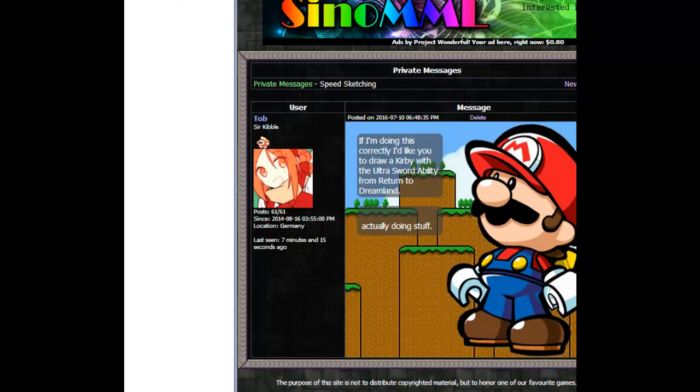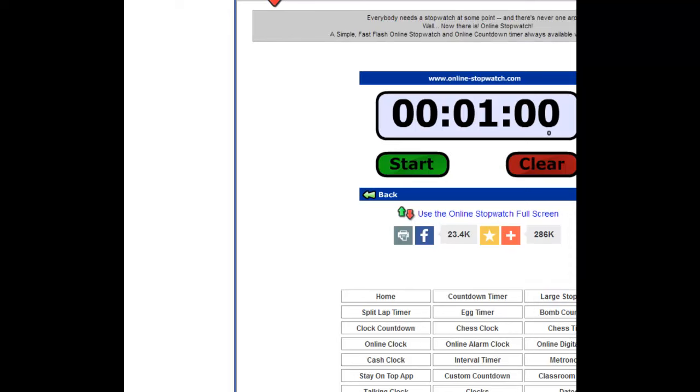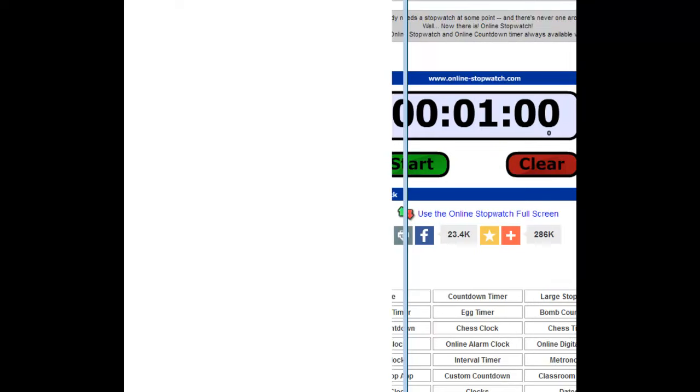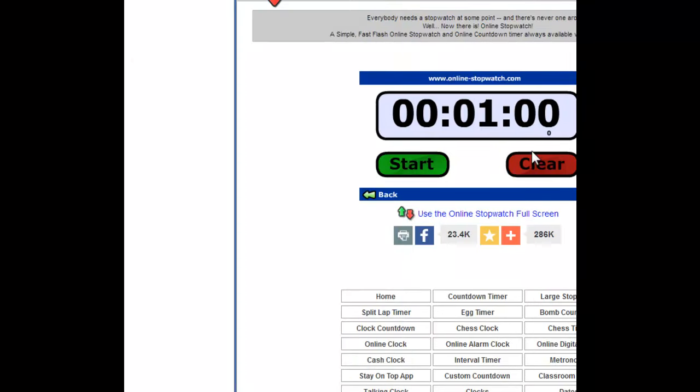Alright, this is our next installment of speed sketching. Tob writes, if I'm doing this correctly, I'd like you to draw Kirby with the Ultra Sword ability from Return to Dreamland. Okay, this is going to be easier in Papyrus, because I actually know Kirby. So then, Kirby, draw!